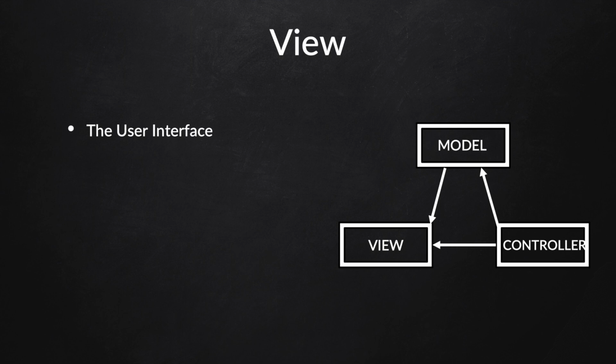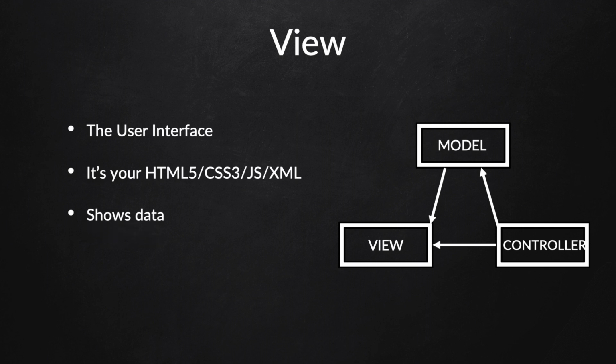In simple words, the view is the user interface on which a user, for instance, can perform some actions. It contains your HTML, CSS, JavaScript, XML, or any markup language that we can use to create a beautiful user interface. It also contains code to show the data that it receives from our application. The only two things that the view has to do is to show data to a user on a user interface and to respond to the events.